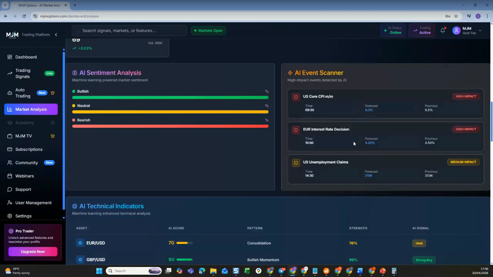The next one is the AI event scanner. This is the part of the AI that is responsible for scanning for news events, economic news events, and with the figures that come out, it uses those figures to identify currencies that are weak or strong. And with that information it will give you an informed signal.